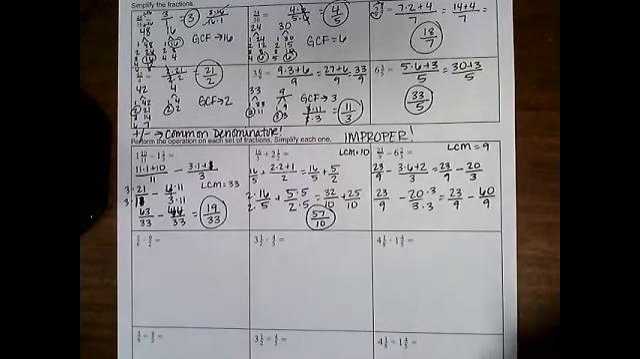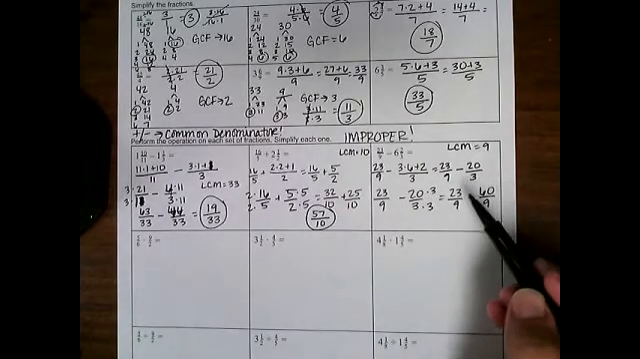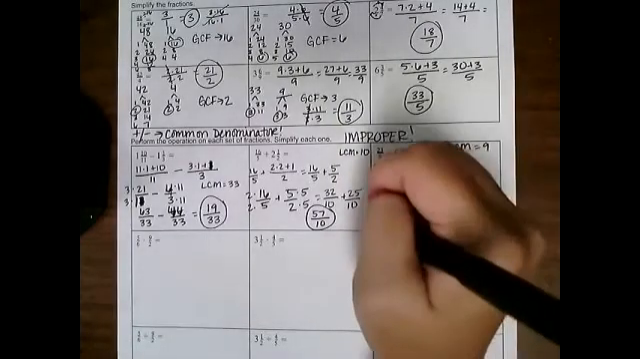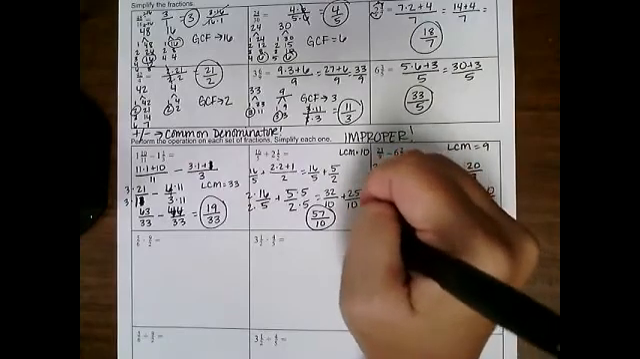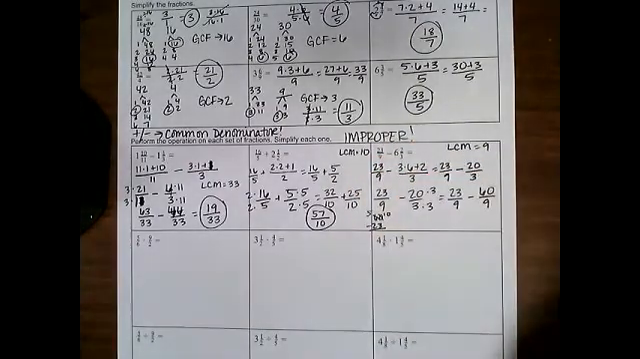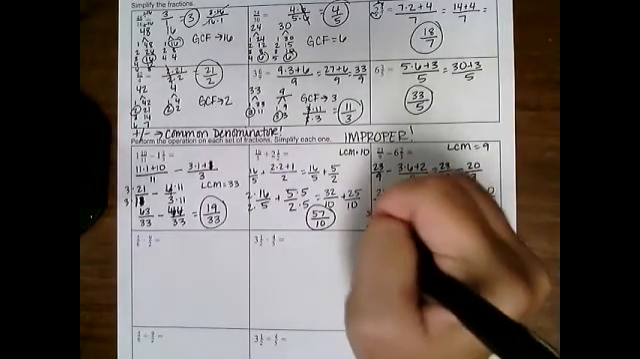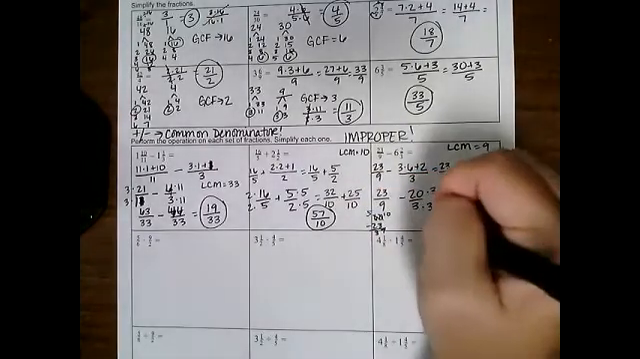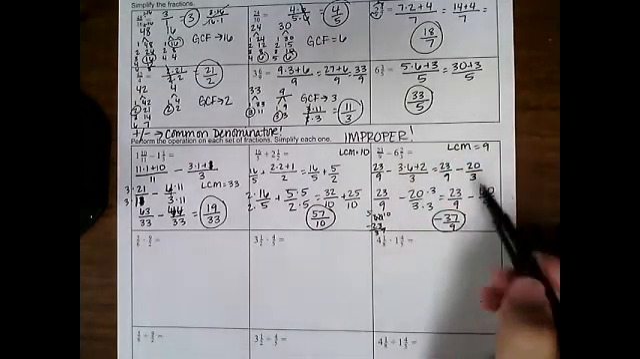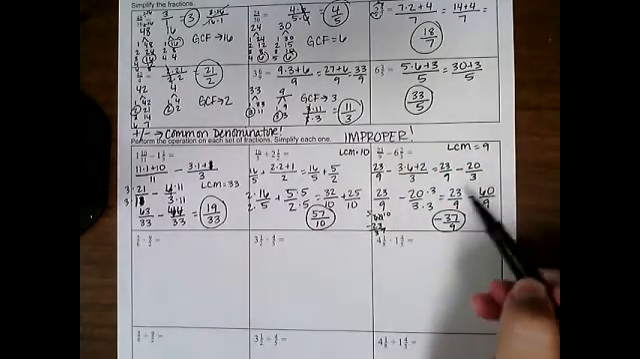23 minus 60, my bigger one has the negative, so that means my answer is going to be negative. You say 60 minus 23. You have to borrow here. 5, 10. 10 minus 3 is 7. 5 minus 2 is 3. So I get negative 37 ninths. It is not simplifiable. It is negative because my bigger number has the negative.